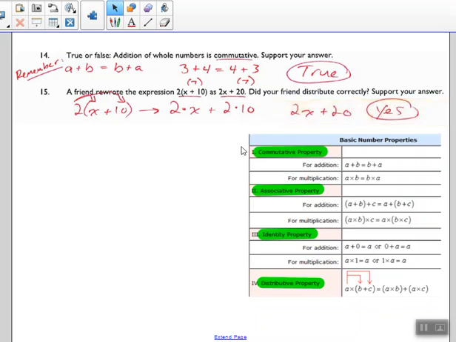Your friend did the good math. Okay, we're proud of them. Well done, friend. So we want to basically show or explain that. But yeah, these are equivalent. This right here is equivalent to that because they did distribute correctly.